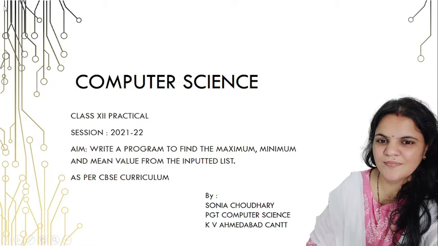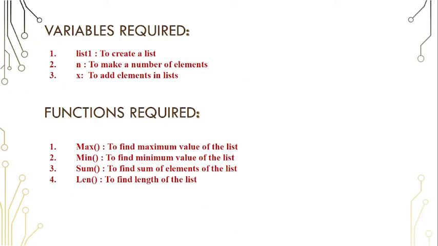Today we will discuss another program which performs the operations on list. So this is your program to find the maximum, minimum and mean value from the inputted list. In this we require three variables. First one is list1 which is used to create a list.